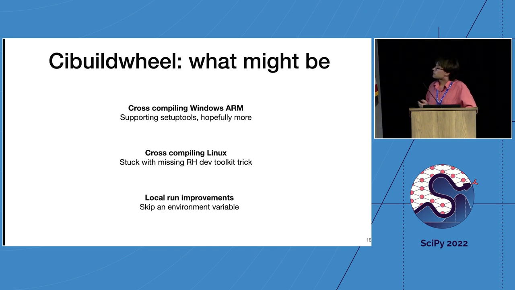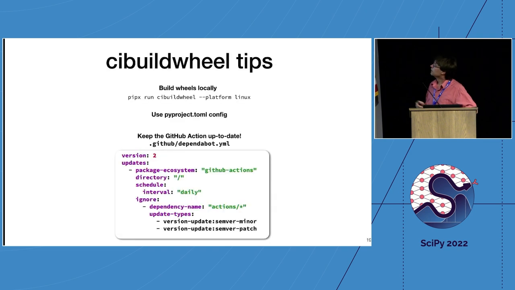Okay, and then there's some other ideas that are coming along. Cross-compiling is really a big interest. If you're interested, you can find the pull requests for these or the discussions. So let me know if you know something about this and can help. And we have some ideas for making the local run a little bit easier. If you want to run it locally, that's really the best way to do it. You just need to tell it what platform you're targeting. It doesn't have to be the platform you're on. At least you can always target Linux from any platform now.